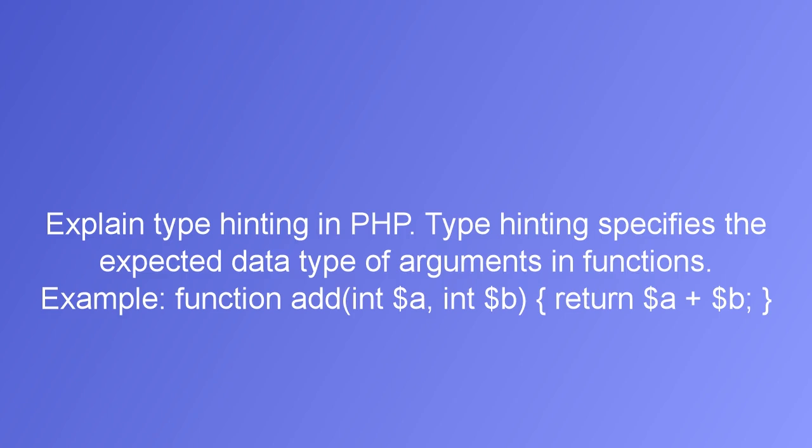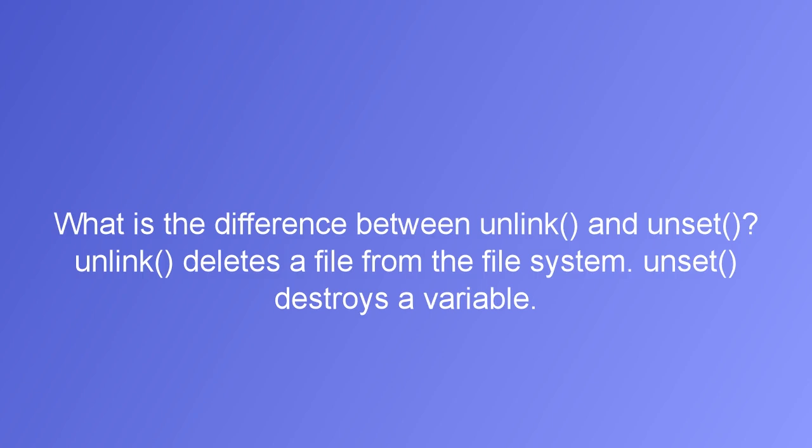Explain type hinting in PHP. Type hinting specifies the expected data type of arguments in functions. Example: function add(int $a, int $b) { return $a + $b; }. What is the difference between unlink and unset? Unlink deletes a file from the file system. Unset destroys a variable.